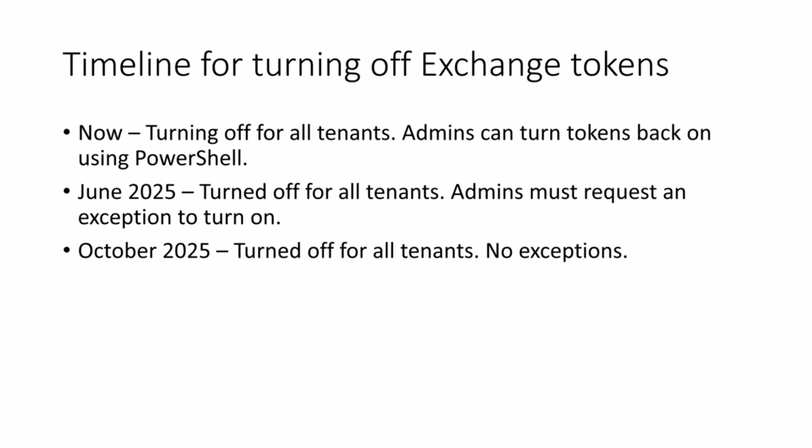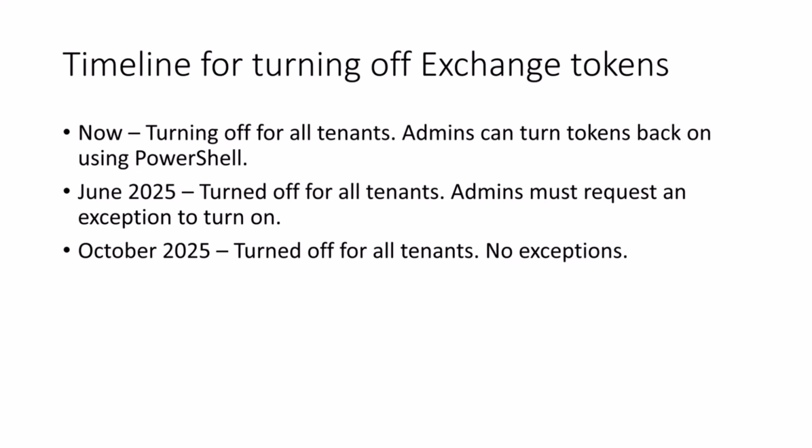Just wanted to share the timeline for turning off Exchange tokens. As of now, starting on February 17th, we started turning off tokens across all tenants worldwide. At this point, admins can turn the tokens back on using a PowerShell command. Or if an admin did that before we started rolling out this change, they'll stay on. So we honor whatever the admin has set in PowerShell. That is in process. I think we're around maybe 10% roughly of this rollout process. So it's still going. We should have it rolled out to all tenants in the next couple of weeks or so.